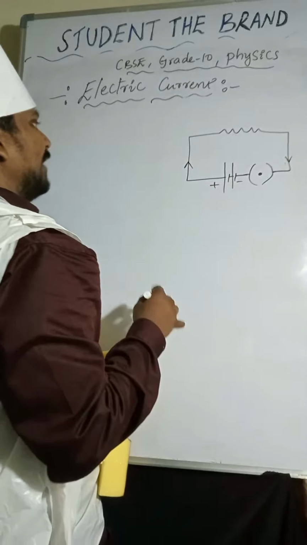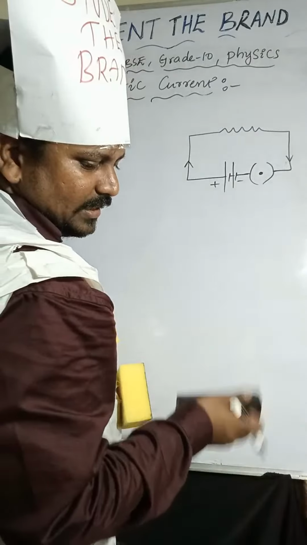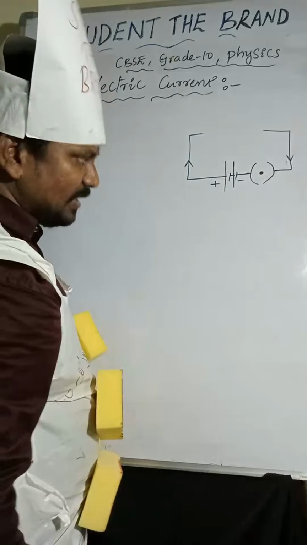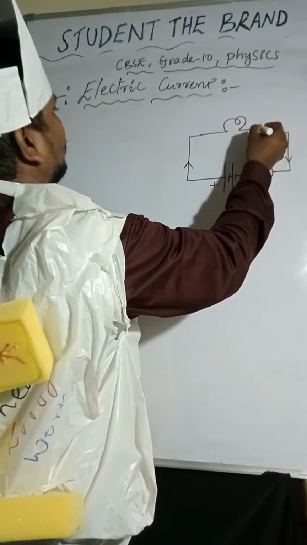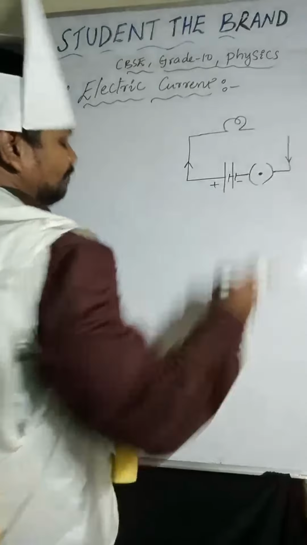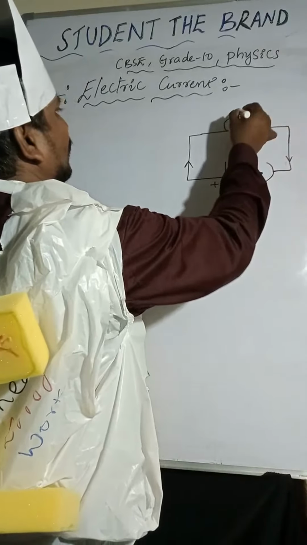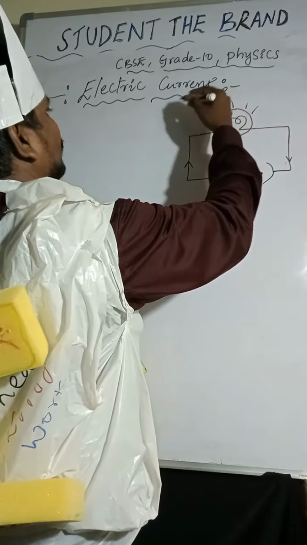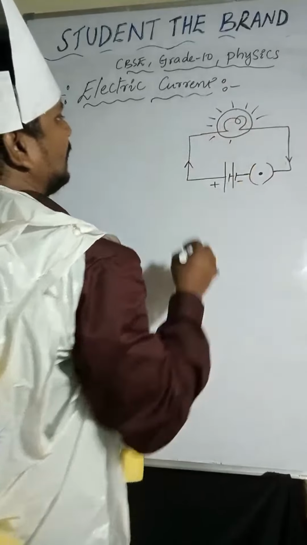Okay. So a continuous and closed path. Instead of the resistor, I'll be taking a bulb. I hope it is very clear to you all. I am taking the bulb. So this is a bulb. So here the bulb is glowing. From the positive terminal to the negative terminal, current is flowing.